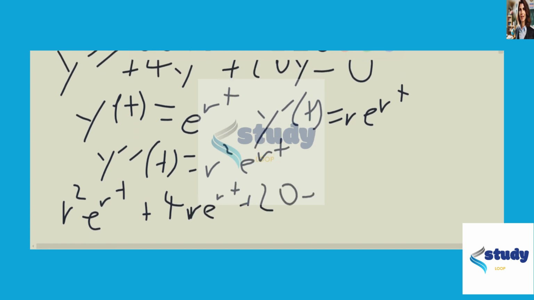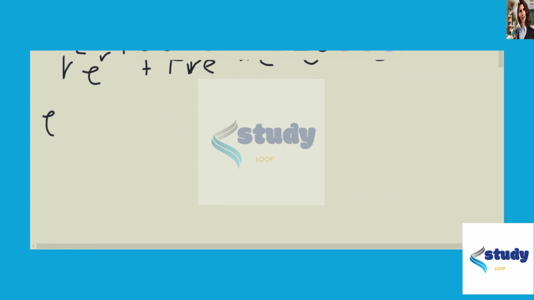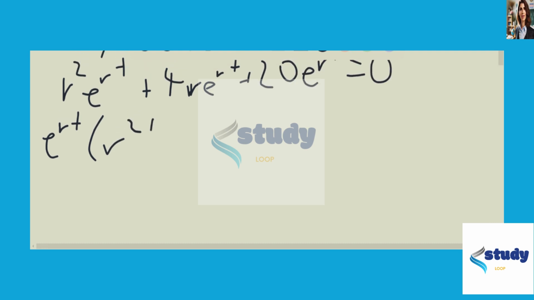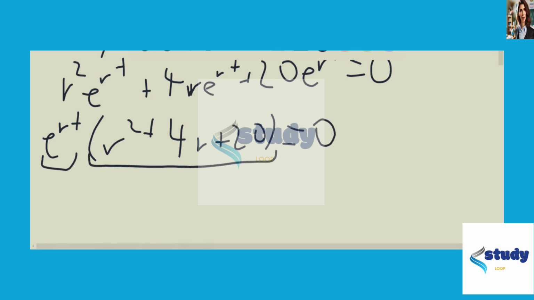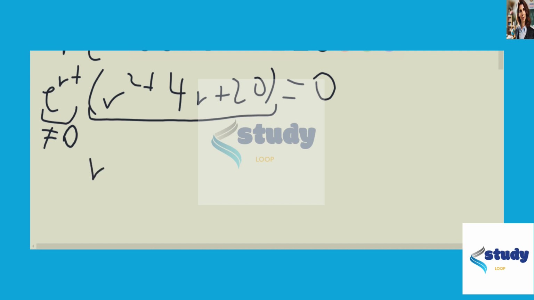equal to 0. On this left-hand side, we can factor out e to the rt since it's in every term, to get r squared plus 4r plus 20 equal to 0. So one of these two things on the left is going to be equal to 0. E to the rt is never 0 for any values of t. It's always going to be a positive number. So then we have to find the values of r for which r squared plus 4r plus 20 is equal to 0, the characteristic equation.